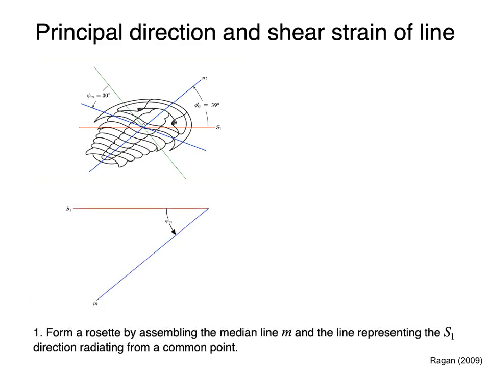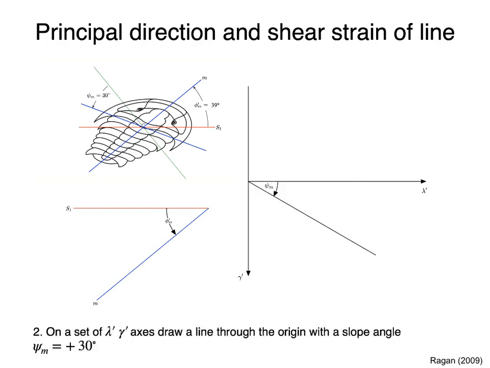We first draw a rosette by assembling the median line M, and the line representing the S1 direction, both radiating from the same point. The angle between these lines is 39 degrees. We then draw the Mohr circle for strain diagram. The horizontal axis is lambda prime, and the vertical axis is gamma prime. On this diagram, we draw a line from the origin with a slope angle equal to the angular shear of the line M, in this case plus 30 degrees. Notice that this line should plot below the horizontal axis since positive angular shear and shear strain values plot there.